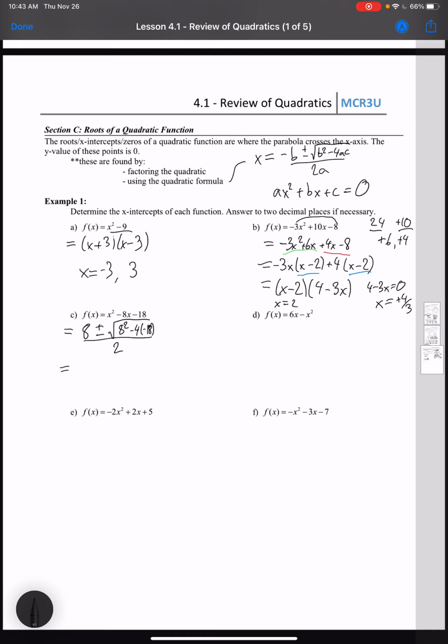And so what you will get is 8 plus or minus, so go through yourself and try it out, but you should get something like 11.6 in the square root once you've square rooted it, over 2. And then you can see what your two answers are. So you should get x equals 9.83 or x equals negative 1.8.